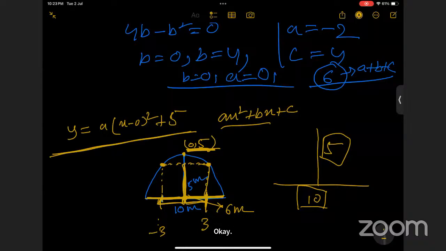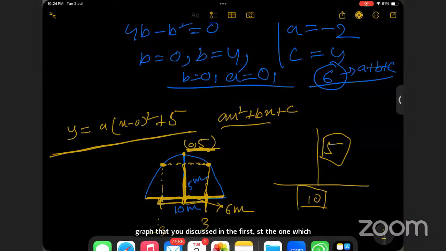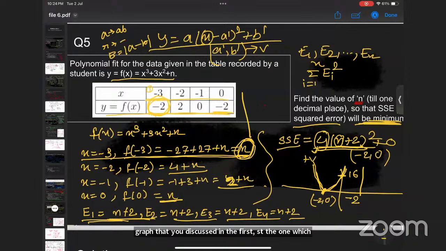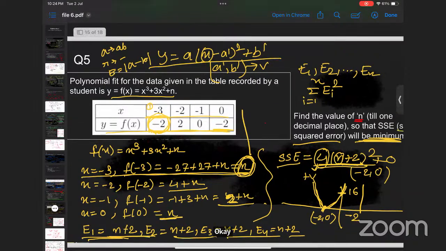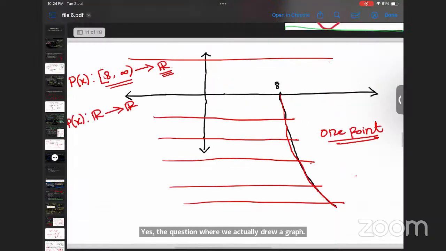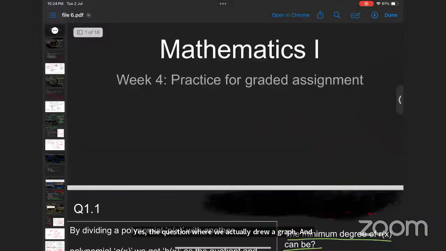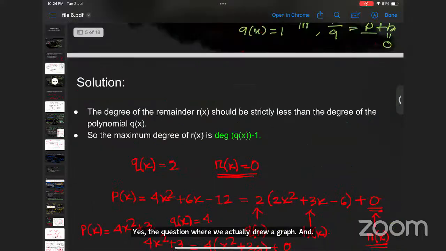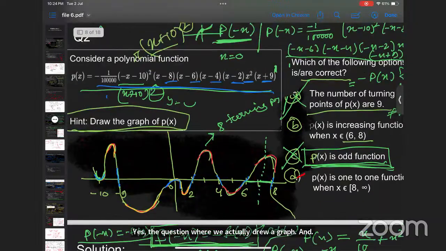Excuse me, ma'am. I have a doubt regarding the graph that you discussed, the one which was based on a polynomial. Yes, the question where we actually drew a graph. In this question, my doubt is why did we take the line coming from up and going down to minus 10 instead of coming from down to minus 10? Can you explain the end behavior? How did you take it?